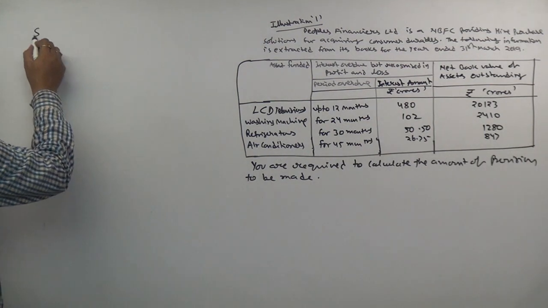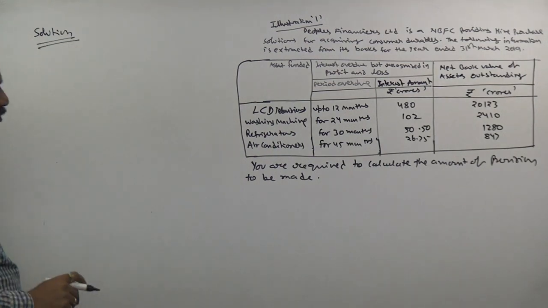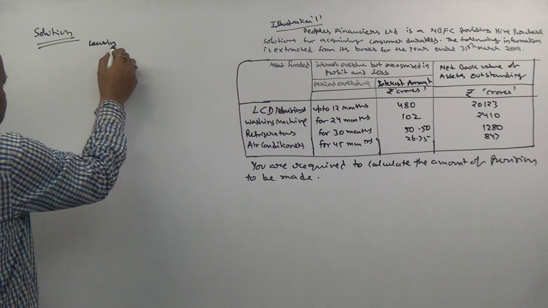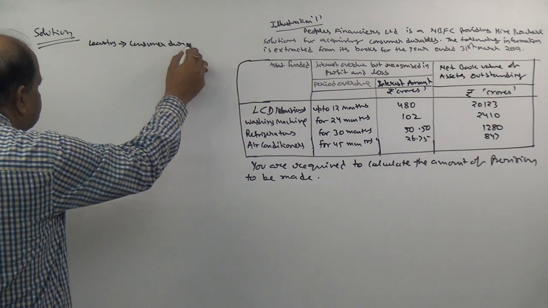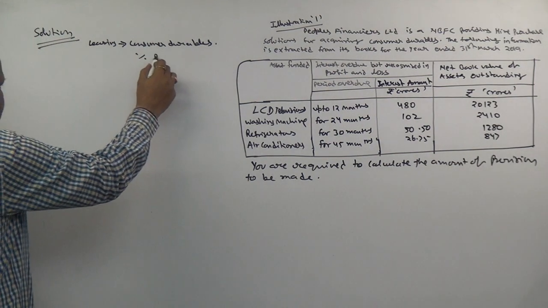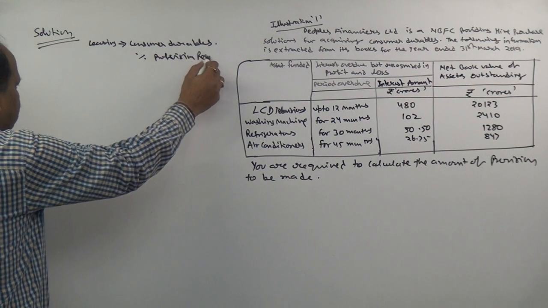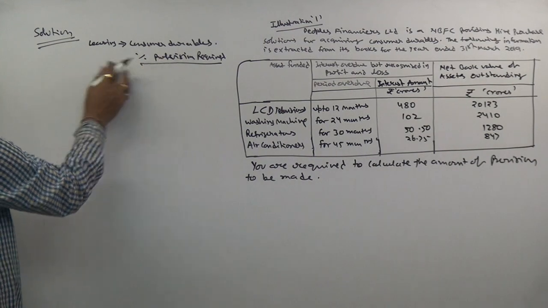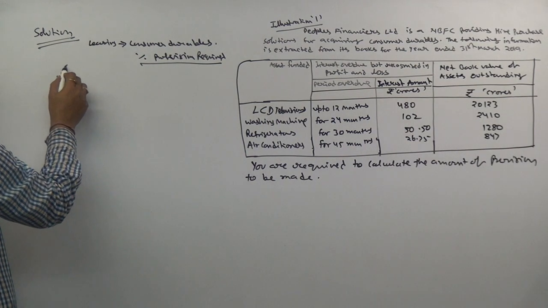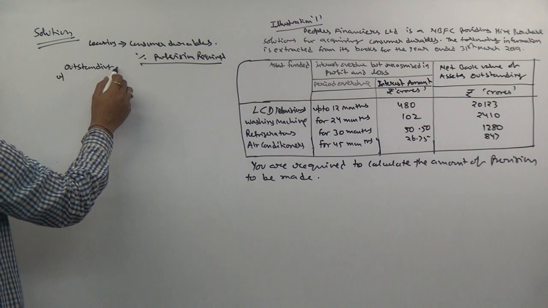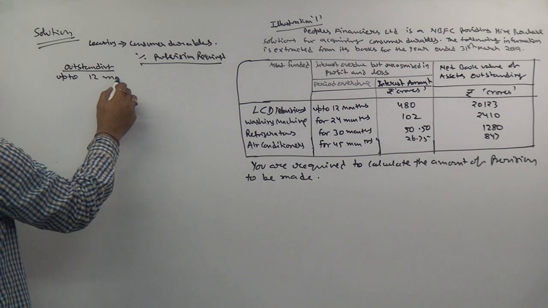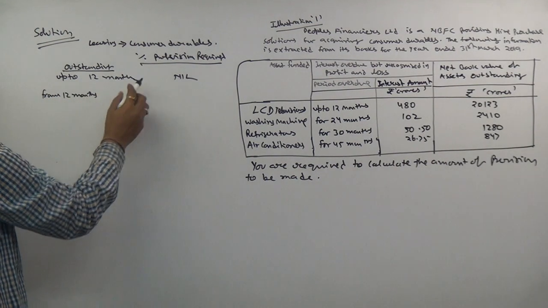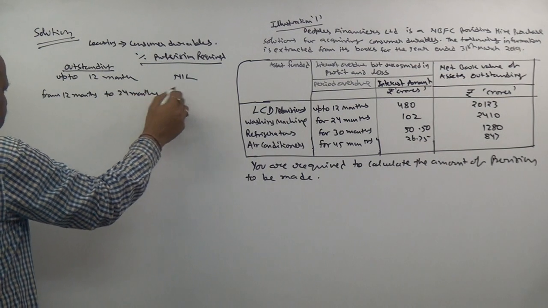So, solution. Simply, for leasing and consumer durables, percentage provision required. Outstanding up to 12 months: nil. From 12 months to 24 months: 10%.